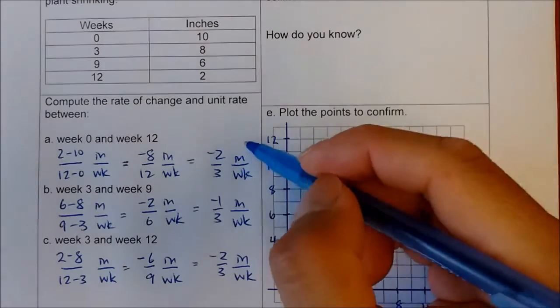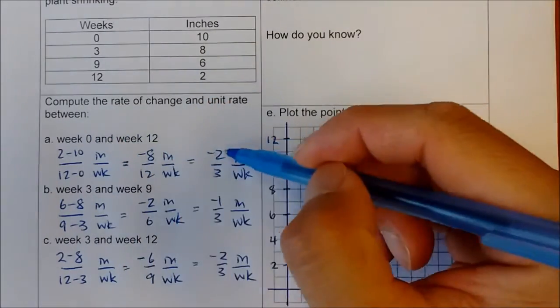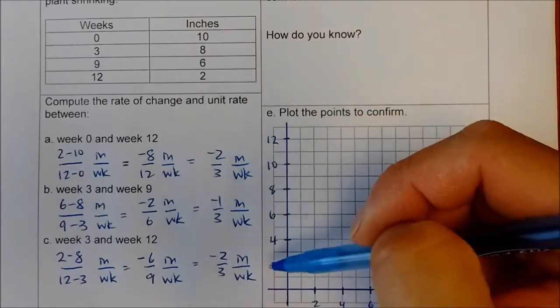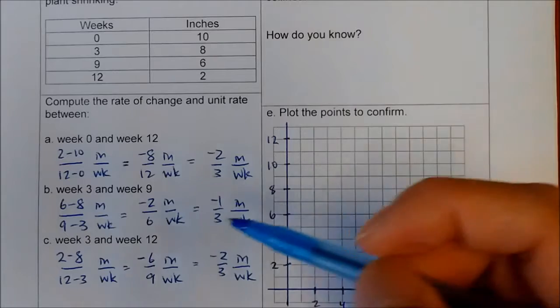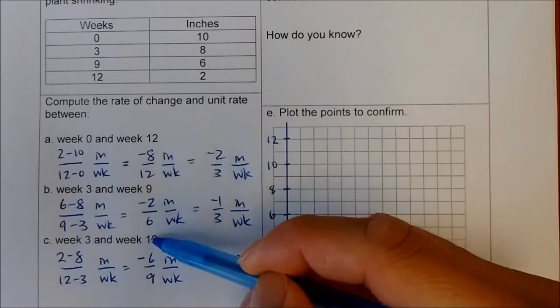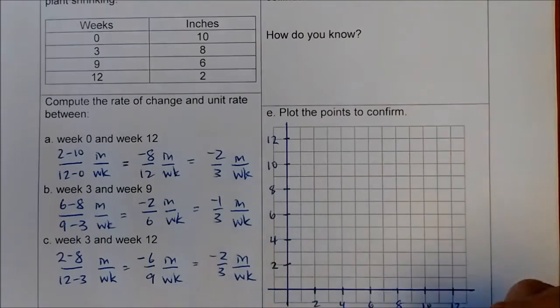So here's what I came up with. Between week 0 and week 12, it's negative 2/3 inch per week. Between week 3 and week 9, negative 1/3 inch per week. And between week 3 and week 12, negative 2/3 inch per week.